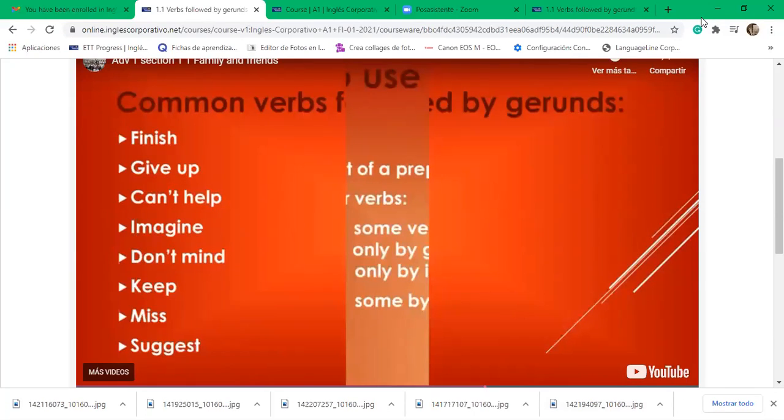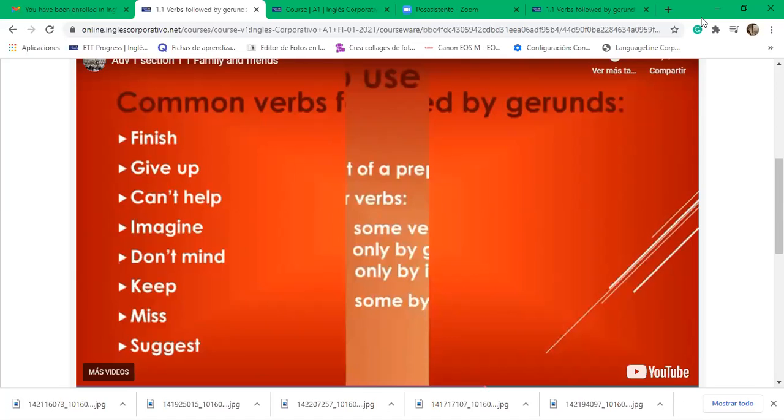I can't help practicing English. But is that good or bad? Because you make it sound bad. Wow. Yeah. I can't help practicing English. Is that something good or bad? So you want to stop practicing English? No.